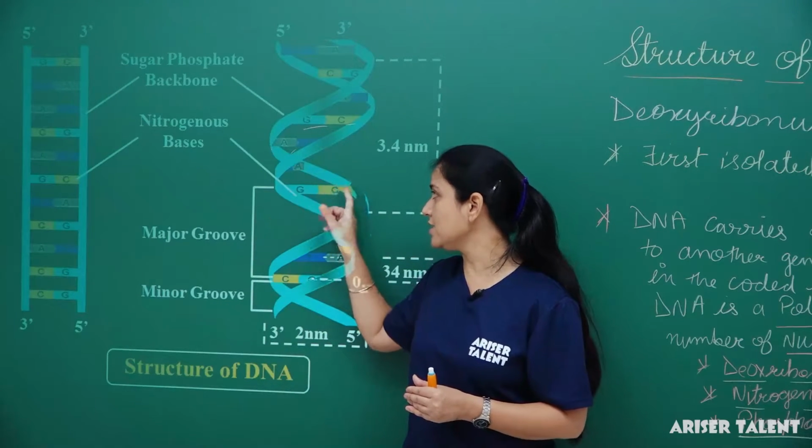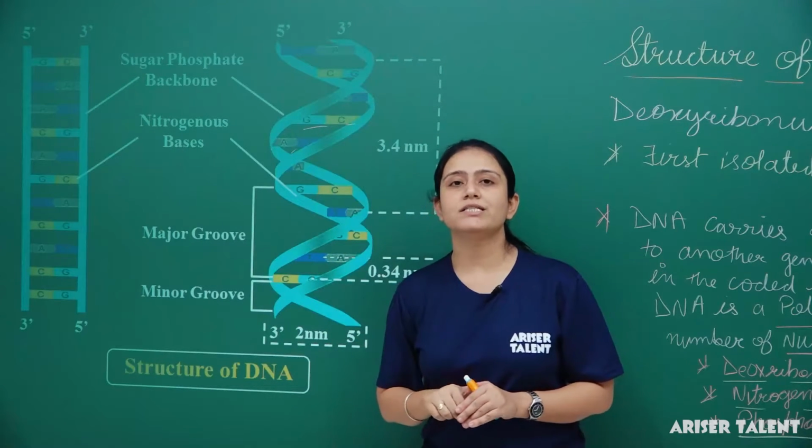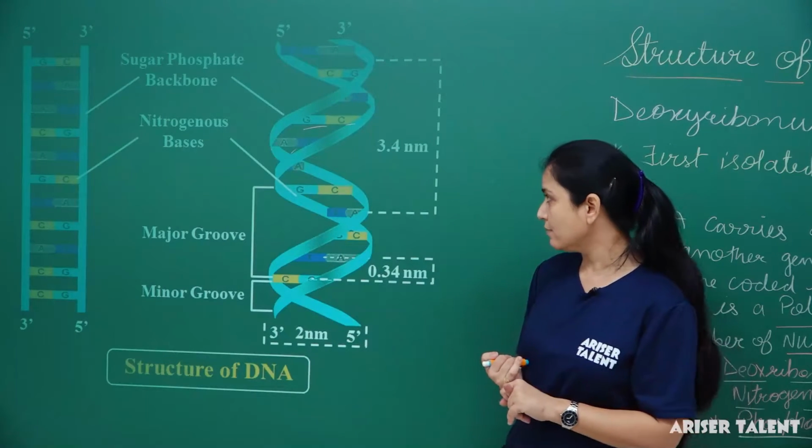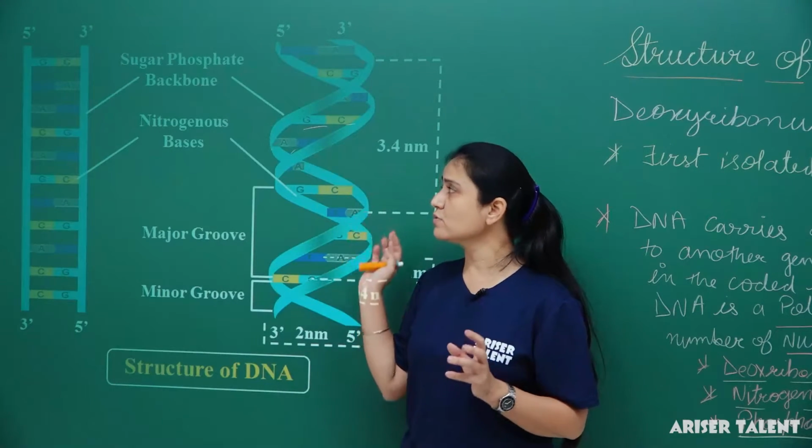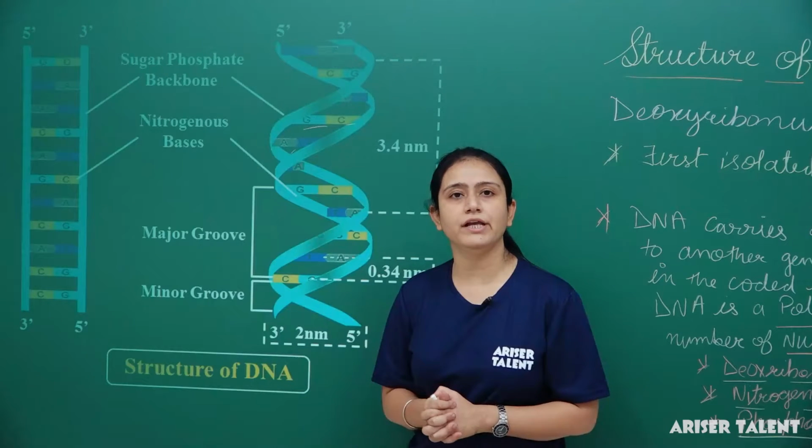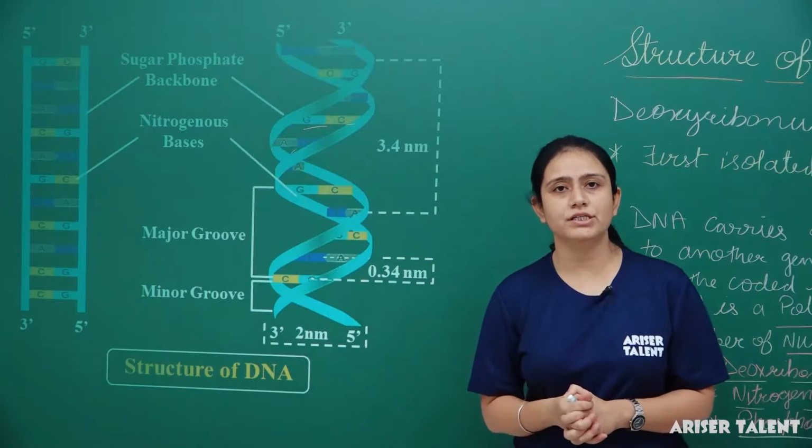Clear? Here we can see G, C, A, T, A. So these are what? These are nitrogenous bases. Okay. So this was all about the structure of DNA. Now we will talk about genes. Okay.